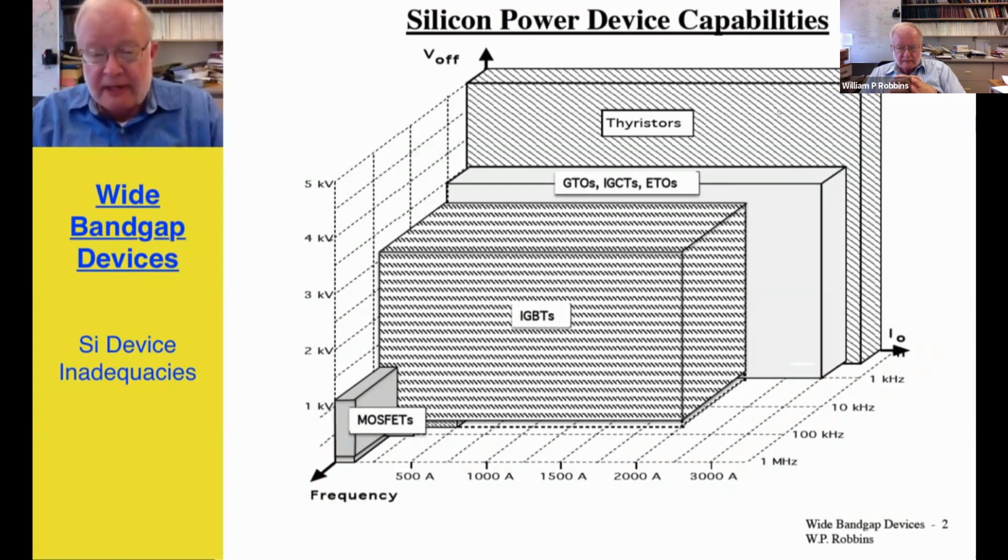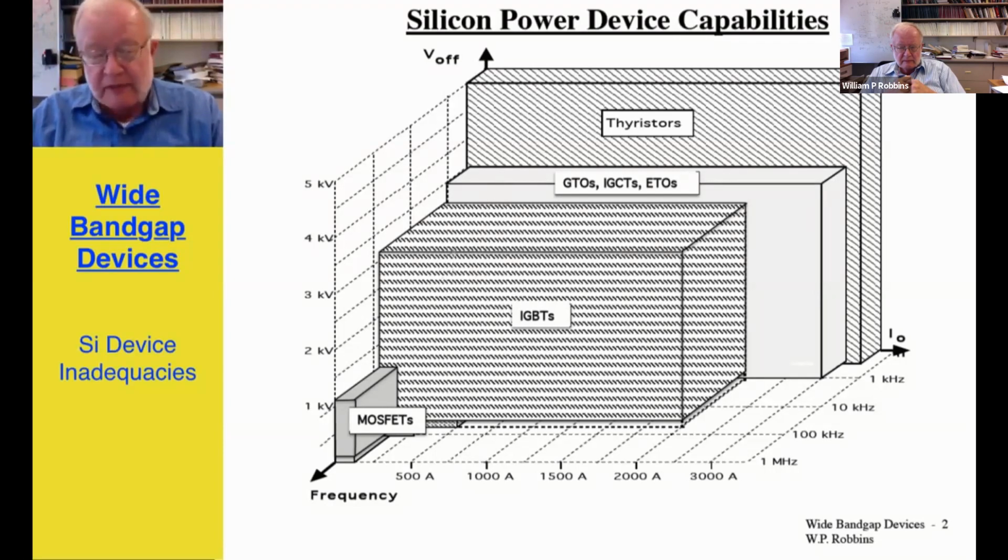The highest power devices are thyristors and related devices. However, they're quite slow, and so they appear here at the back of the presentation. GTOs and some of the related devices like integrated gate commutated thyristors and emitter turn-off thyristors have somewhat higher switching frequency capabilities, but they're not quite as high a blocking voltage or on-state currents.